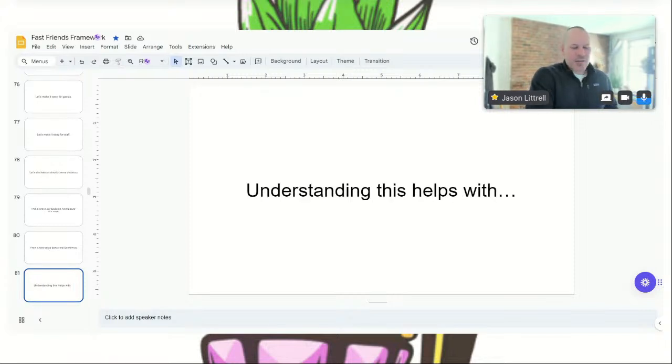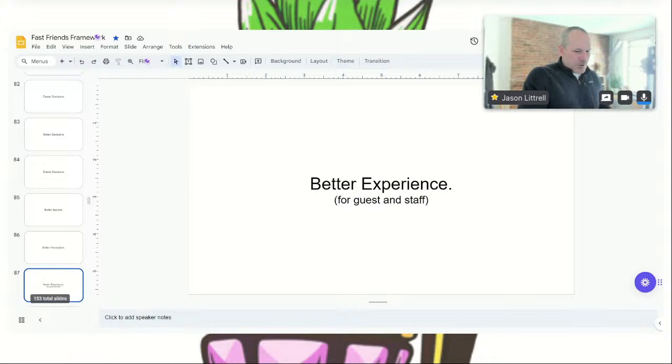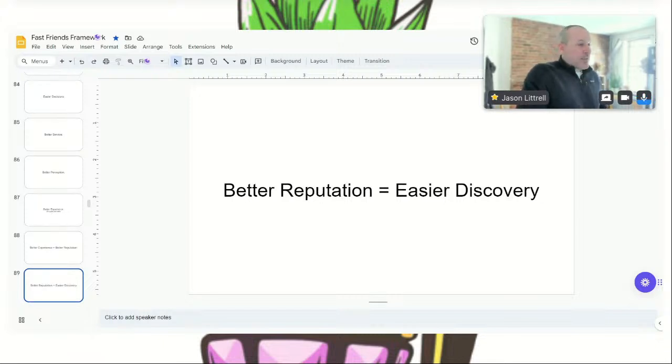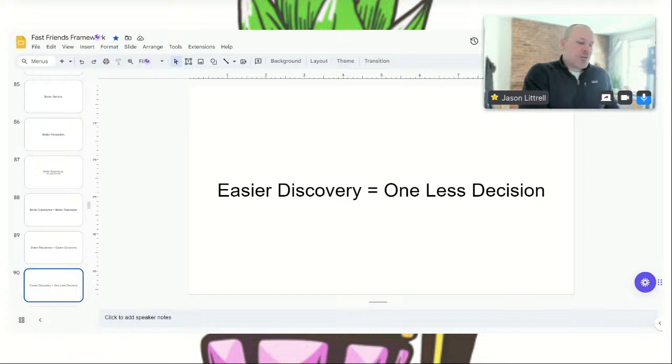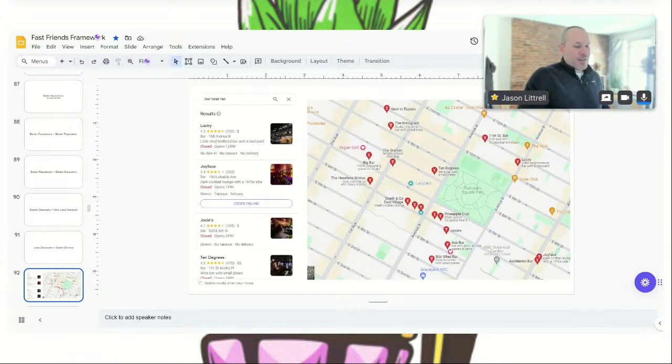Understanding this kind of stuff helps with making faster decisions, better decisions, and easier decisions, which leads to better service, better perception, and better experience overall for guests and for the staff. So a better experience means a better reputation. Better reputation means easier discovery. Easier discovery means one less decision. So less decisions equal better service, and then it kind of just feeds on itself and feeds on itself.